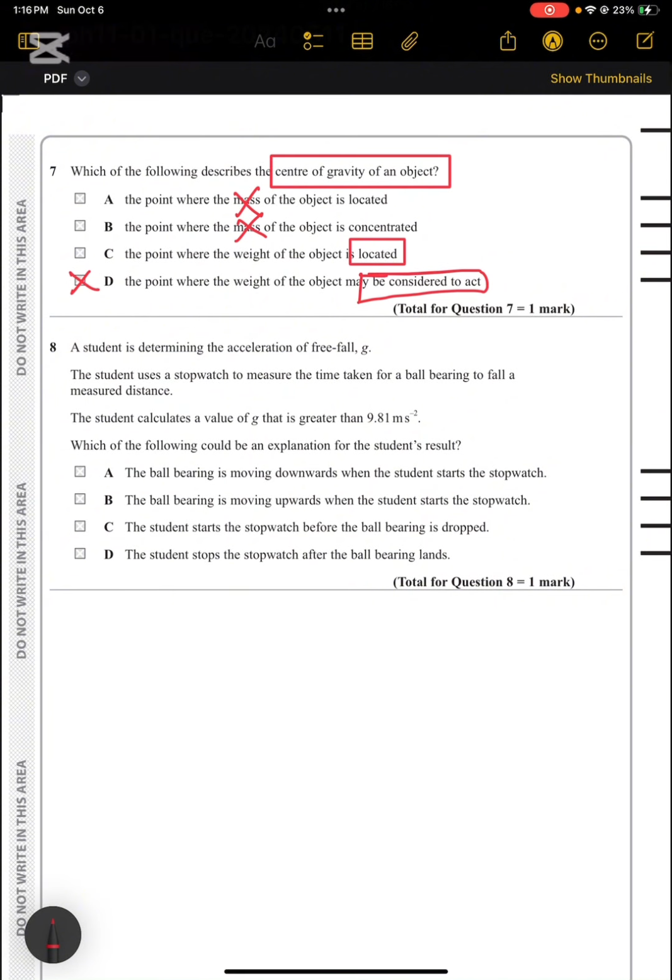Moving forward to the next question, a student is determining the acceleration of free fall. The student uses a stopwatch to measure the time taken for a ball bearing to fall a measured distance. So the distance is constant and he is measuring the time taken for the free fall. They have said the student calculates a value of g that is greater than 9.81. It is not equal to 9.81.